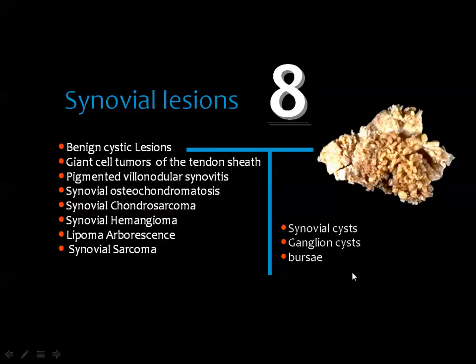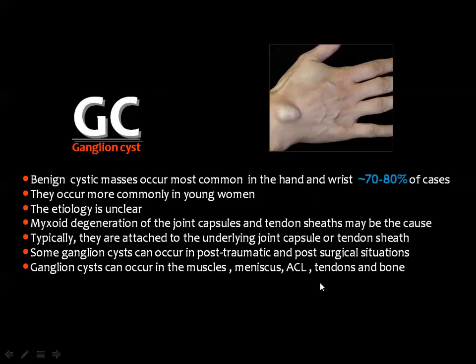The benign cysts will include synovial cysts, ganglion cysts, and bursa. Ganglion cyst is a benign cystic lesion which occurs very commonly in the hand and wrist region, and about 70 to 80% of the cases are seen in this particular area. They occur commonly in young women, and the etiology is not well appreciated. Myxoid degeneration in the joint capsule or the tendon sheath may be the underlying etiology.